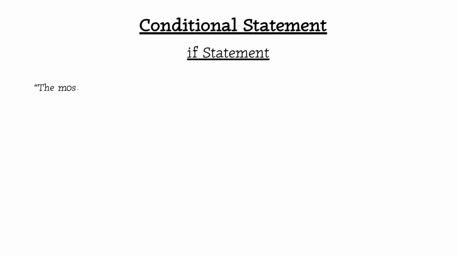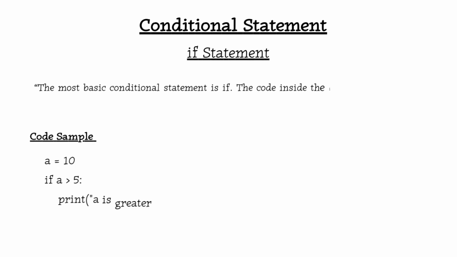Let's right now talk about the types of conditional statements. Among those types, the first type is named the if statement. The most basic conditional statement is if. The code inside the if block executes only when the condition is true.